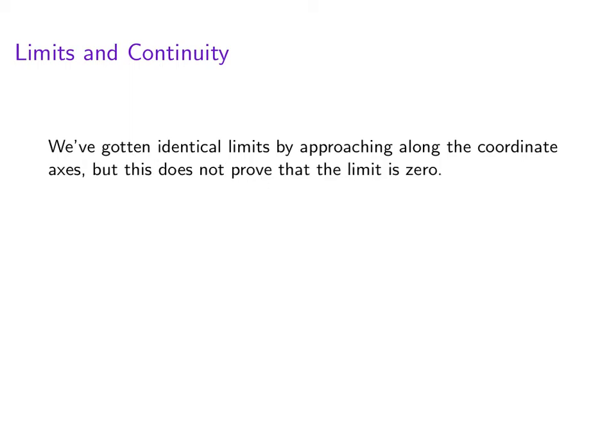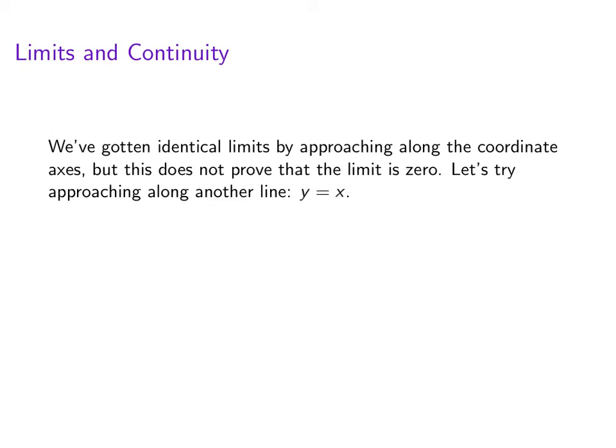This does not prove that the limit is 0. Because remember, we can approach in any way we like, along any path and in any manner. So just approaching along these two particular paths, getting the same answer, doesn't prove anything. Maybe there's some other path we could approach along where we would get a different limit. In fact, if we try to approach along a different line, we will get a different limit.